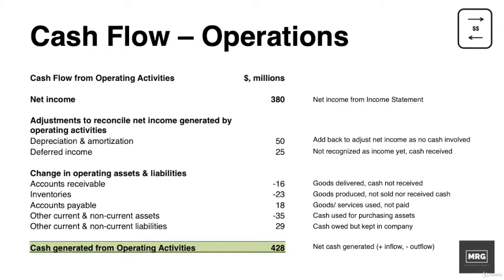Because if you are spending all your physical cash but you're not receiving it, how are you going to possibly sustain the business in the long term? How are you going to take the cash to pay your suppliers, to pay your rent, to pay salaries to your staff? So very important, cash generated from operating activities has to be positive.